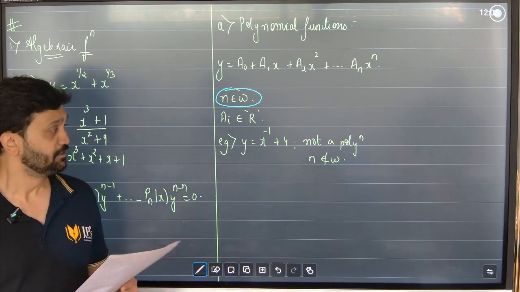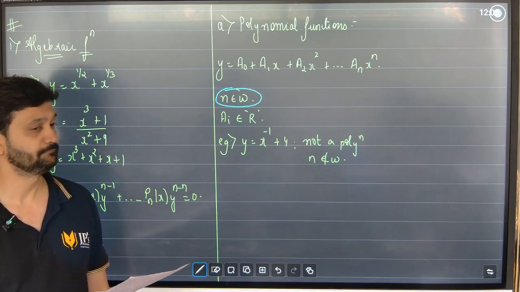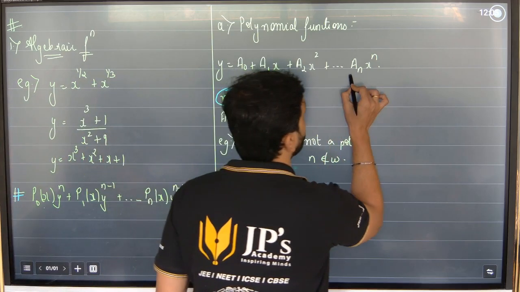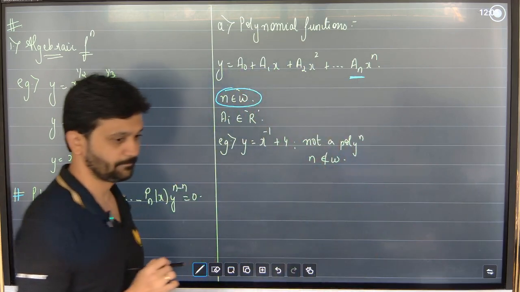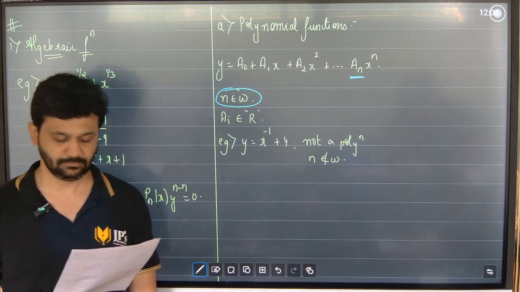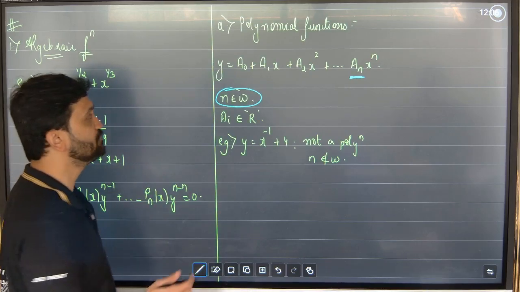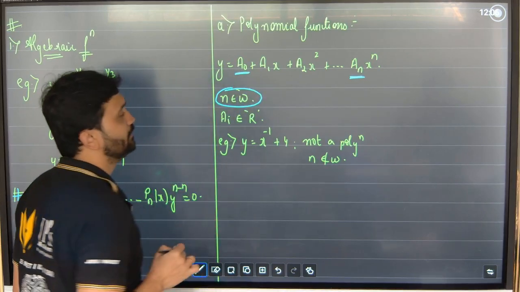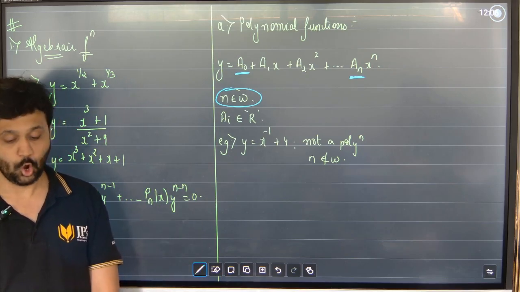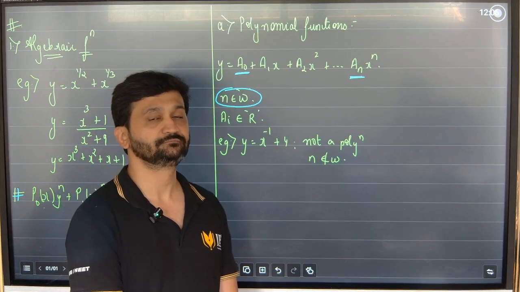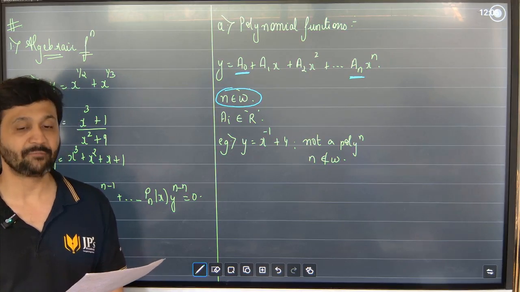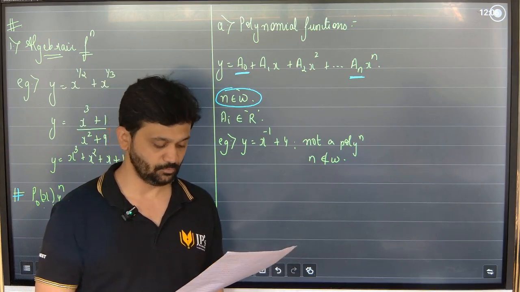Next, here an is the leading coefficient. a naught is the constant term, also known as the absolute term.